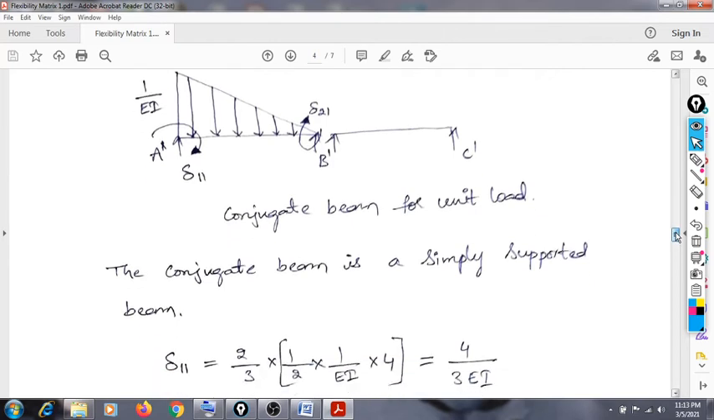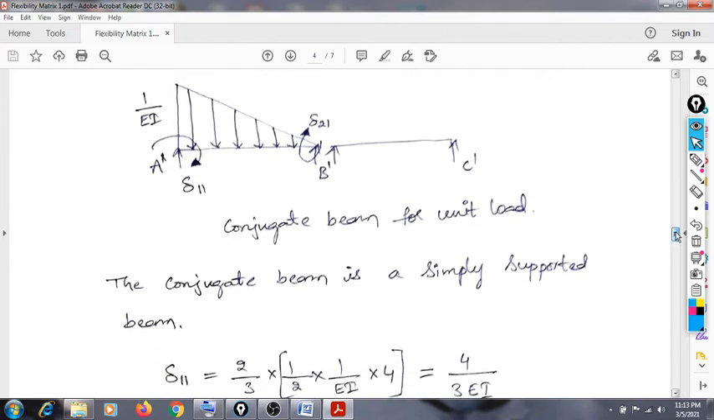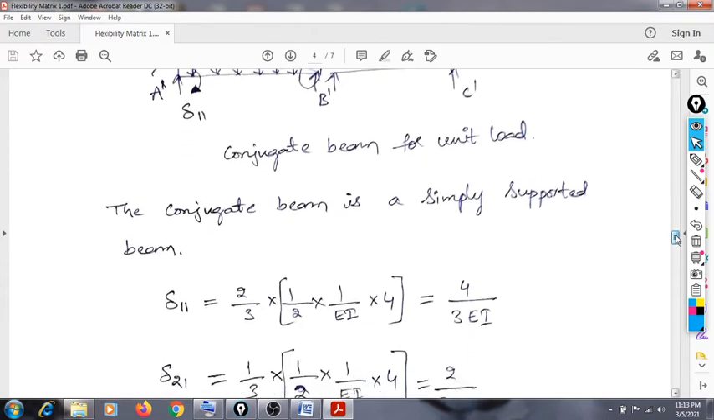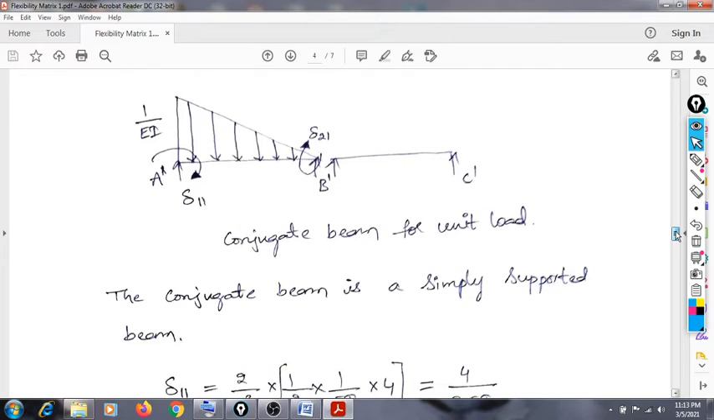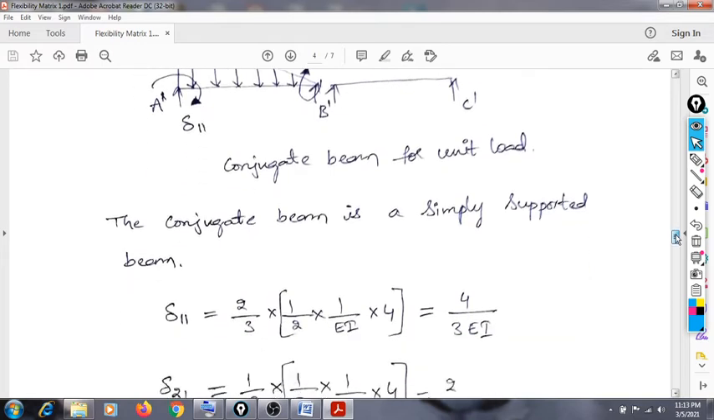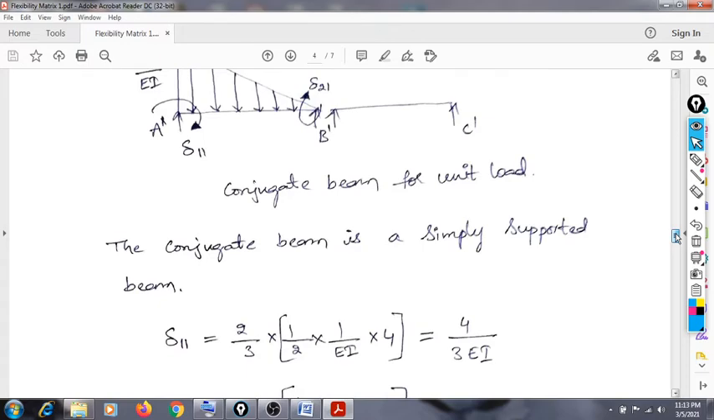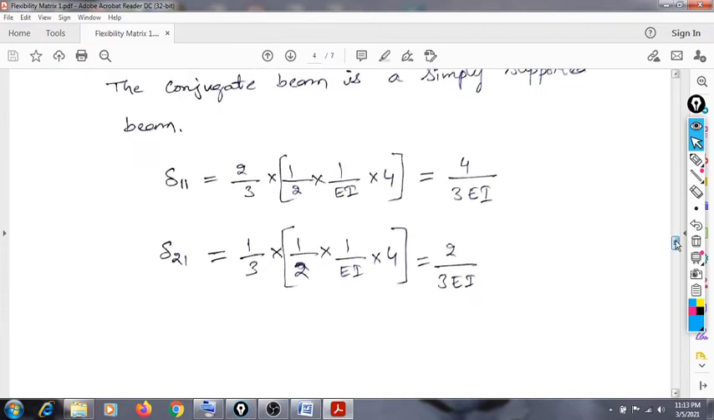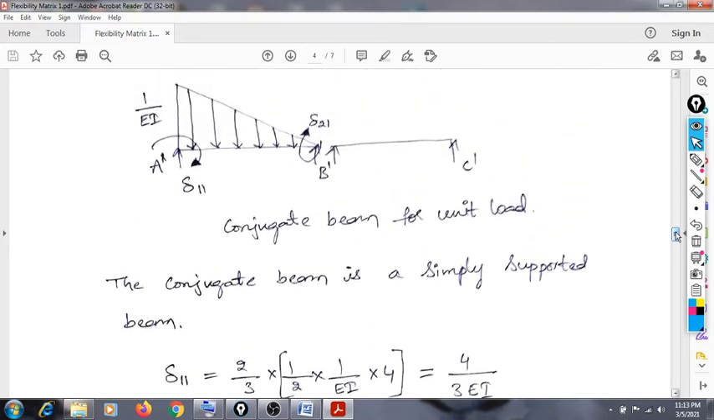Now, the conjugate beam for unit load. Again we have to find the conjugate beam for unit load. So this conjugate beam is a simply supported beam. So we get delta 11 is equal to 2 by 3 into half into base into height, and delta 21 is equal to 1 by 3 into half into base into height. So what are that 2 by 3 and 1 by 3? 2 by 3 is nothing but the distance from A' to the centroid, and 1 by 3 is the distance from B' to the centroid.